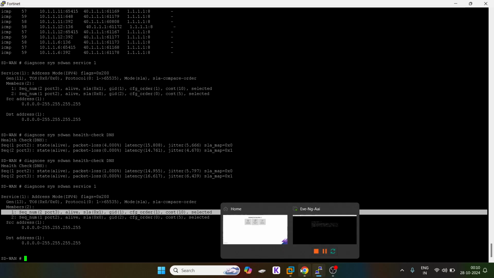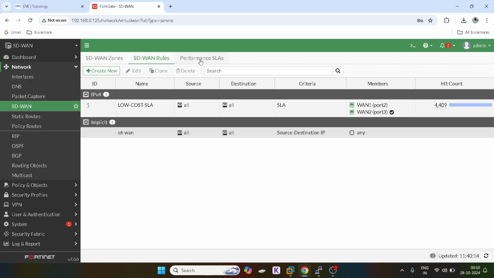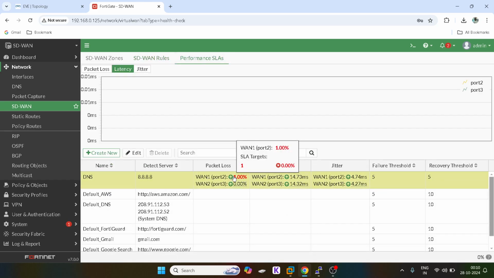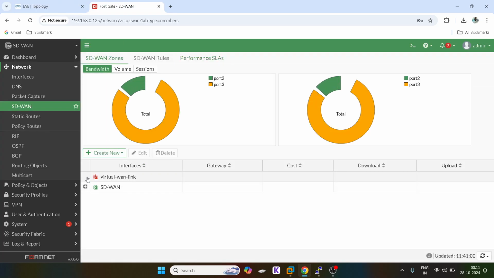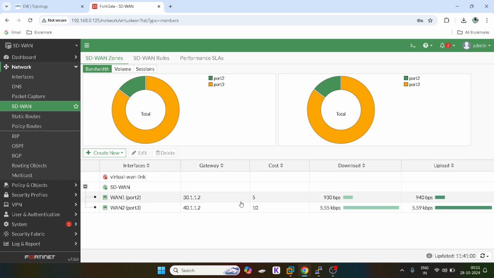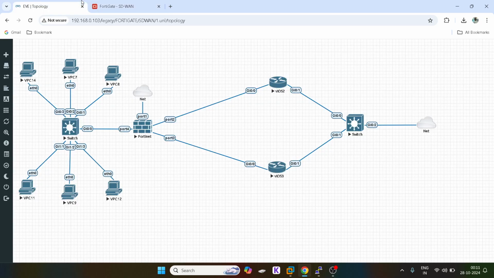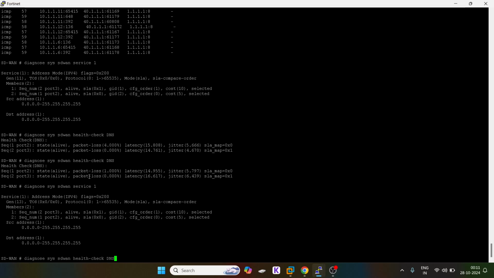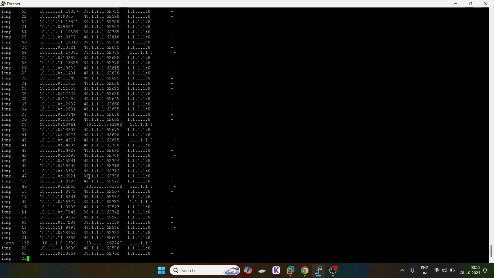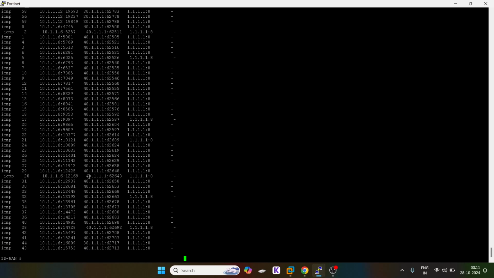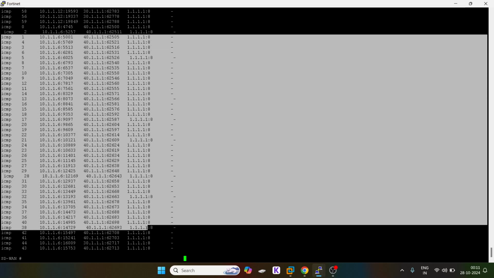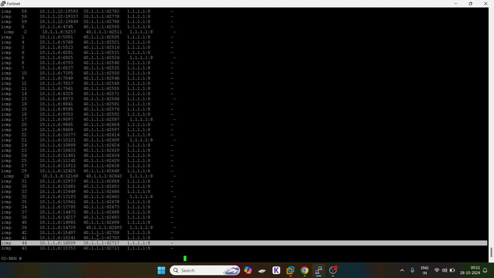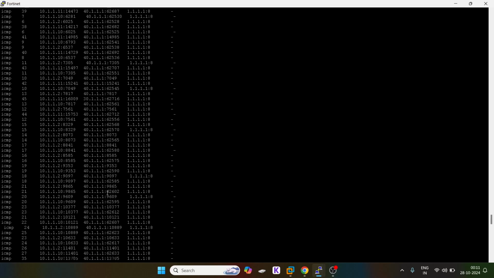So that is the concept. If this link satisfies the SLA, say with 0% packet loss, then the traffic will go via port 2 because it has the low cost. Now it is not satisfying the SLA, so the traffic is going via 40.1.1.2. You can see all the traffic here; you cannot see any 30 number, only one is there. That also is dynamic in nature.